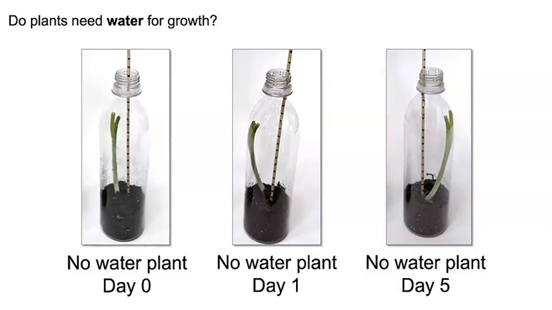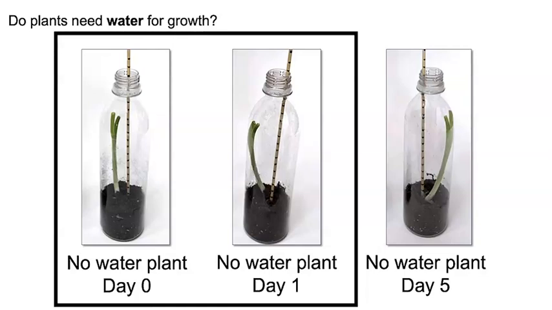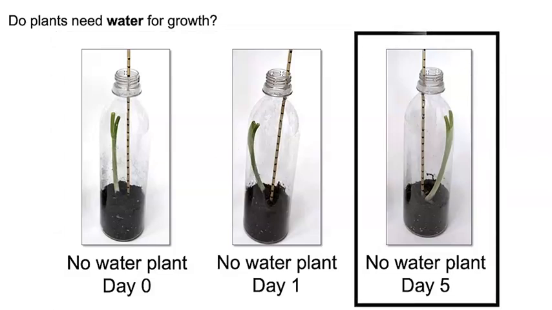Here it is on day 0. Any difference from day 0 to day 1? I don't see any growth. In fact, the plant might be starting to droop. How about day 5? Maybe a tiny bit of growth, but not as much as the control, and it's still looking a little sad and droopy.